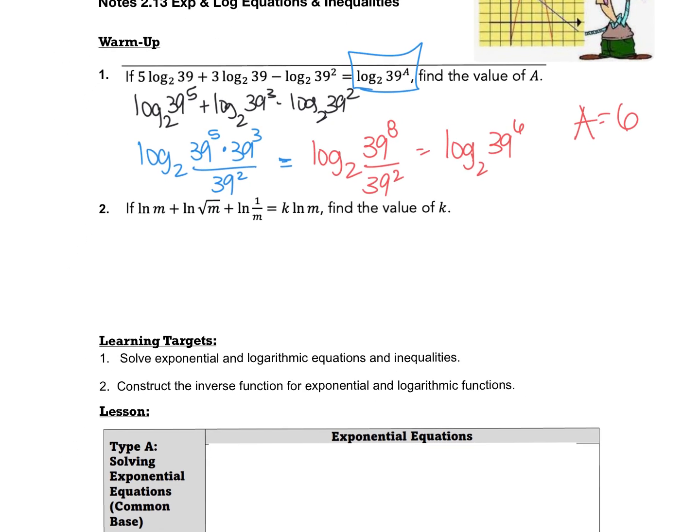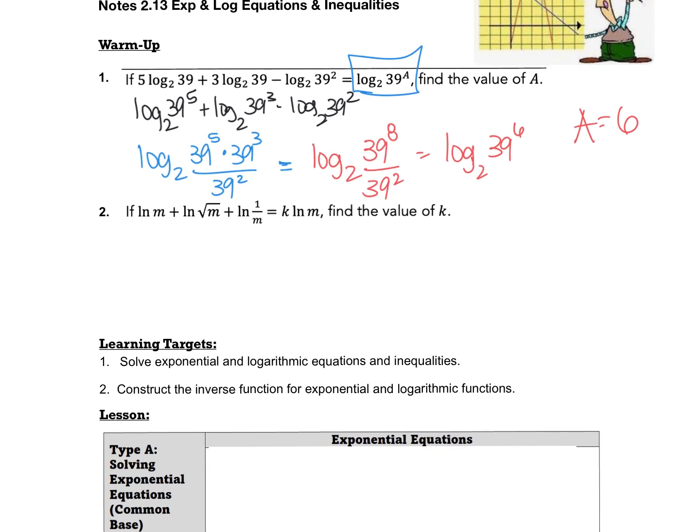All righty then. Let's do the same thing with number 2. All right. Using my properties, throwing things together. This time, though, it wants me to find a coefficient. So it wants me to get 1 ln of m with a number in the front. Okay. So let's just work through it. I've got ln of m plus m to the 1/2. So I'd be 1/2. Actually, let's leave it like that.